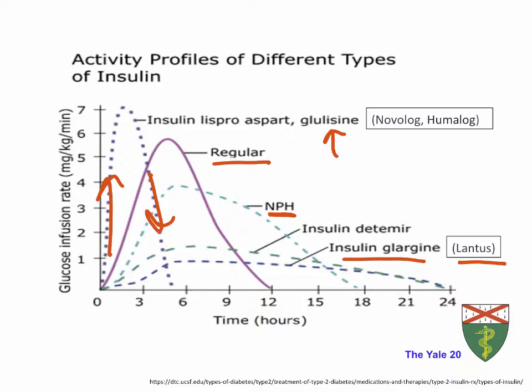And as you can see here, there's not really a peak. This is the dark blue line that we're looking at here. So the effect itself lasts for roughly 24 hours, as you can see here. So this is a long-acting insulin. It's typically dosed daily, and we typically use this type of insulin to simulate our endogenous insulin production over 24 hours.